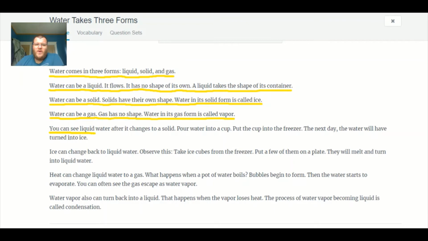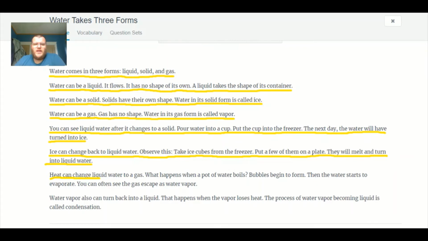You can see liquid water after it changes to a solid. Pour water into a cup. Put the cup into the freezer. The next day, the water will have turned into ice. Ice can change back to liquid water. Observe this. Take ice cubes from the freezer, put a few of them on a plate. They will melt and turn into liquid water.